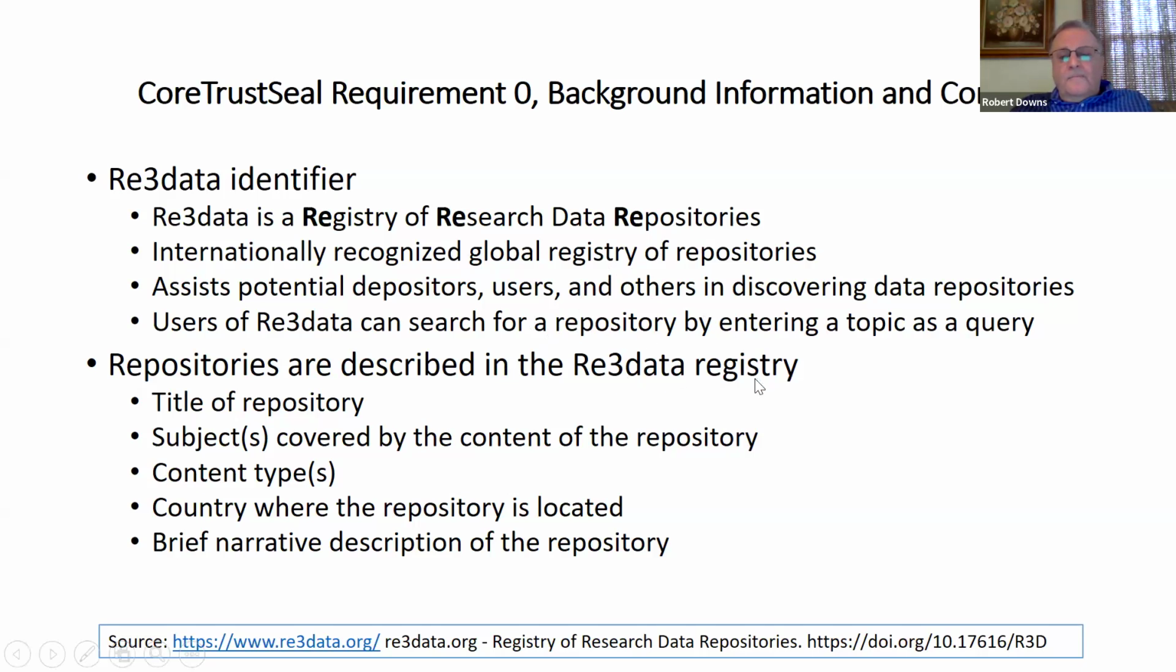And people can use that re3data search service by just entering a topic as a query and looking for it. So in re3data, in order to register a repository, you have to put in the title of the repository, the subjects that are covered by the repository, the content types that the repository provides, the country where the repository is located, and just provide a very brief narrative description of the repository.